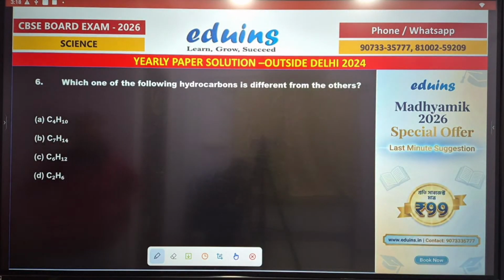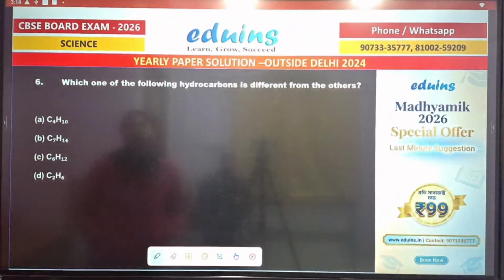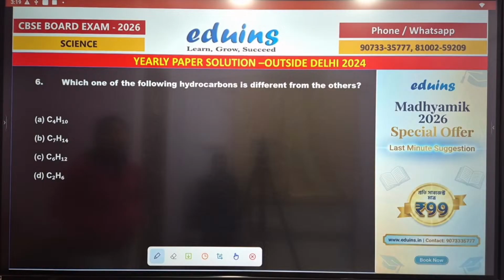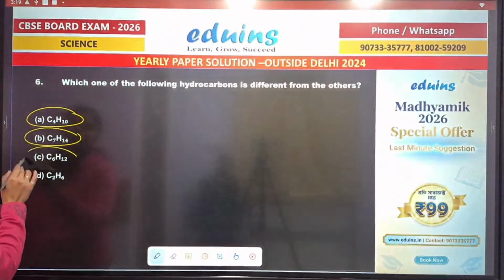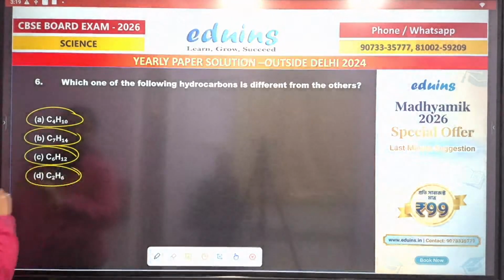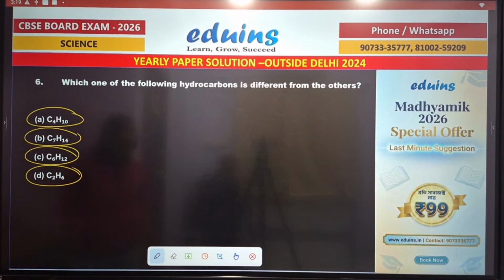Which one of the following hydrocarbons is different from the others? There are 4 options. In those 4 options, one is not correct. What will be the pair? C14H10, C7H14, C6H12, C2H6. What will be the right answer? At first, so I guess the options is not correct.